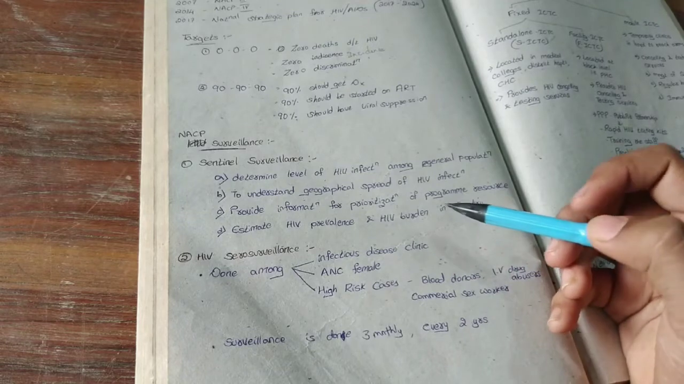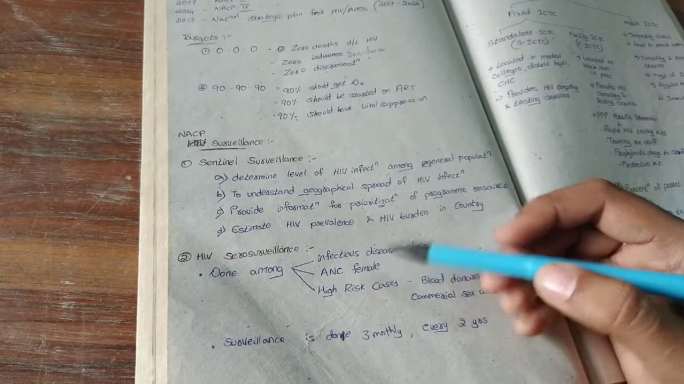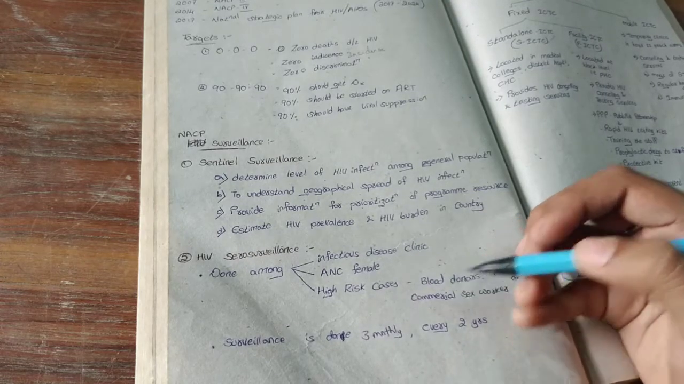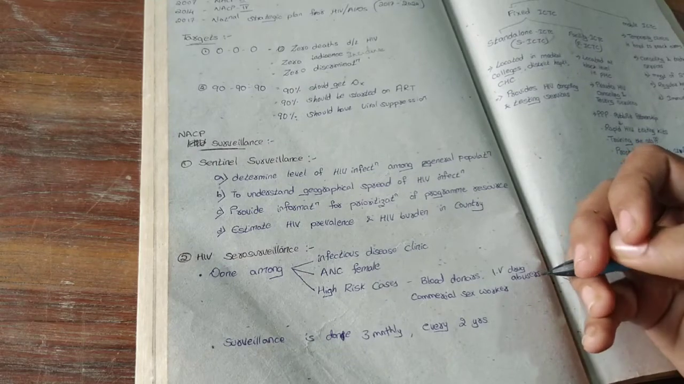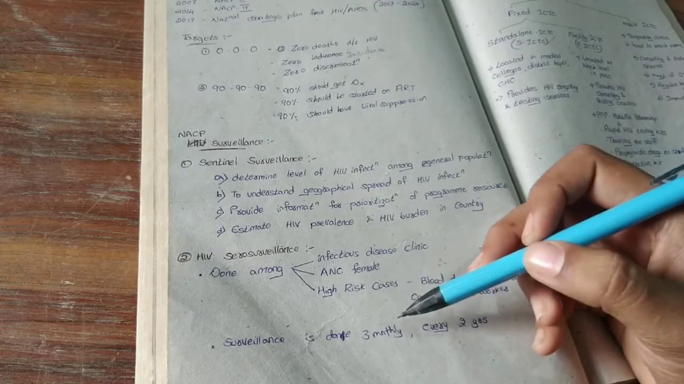burden in the country. Coming to the sero surveillance, it is done among high risk populations like infectious disease clinics, ANC females, and high risk groups like blood donors, commercial sex workers, IV drug abusers. And this sero surveillance is done every 2 years for 3 months.